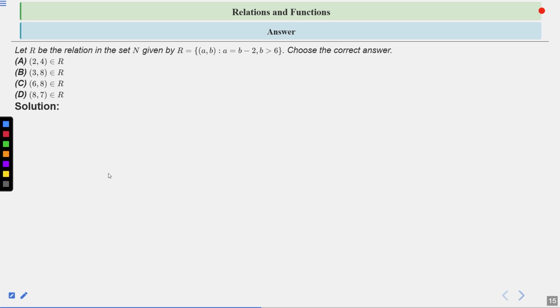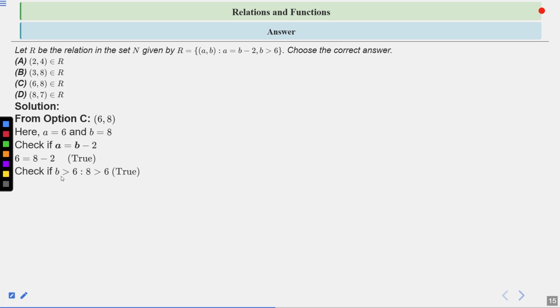Now for the third part, 6 comma 8. A is 6, B is 8. Check for this condition, A is B minus 2. So 6 is equal to 8 minus 2, indeed true. For the second condition, B is greater than 6, indeed 8 is greater than 6, true. So the 6 comma 8 pair belongs to R. Clear?